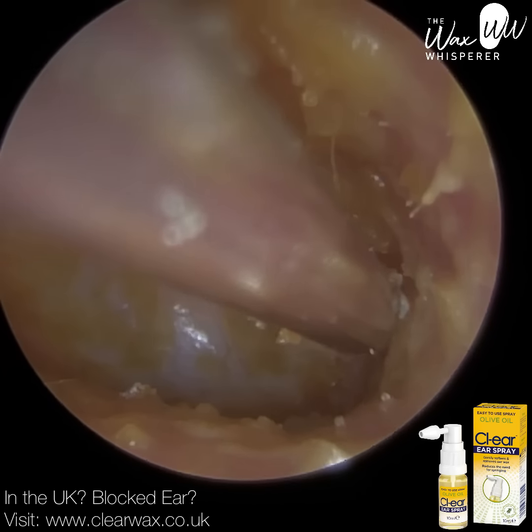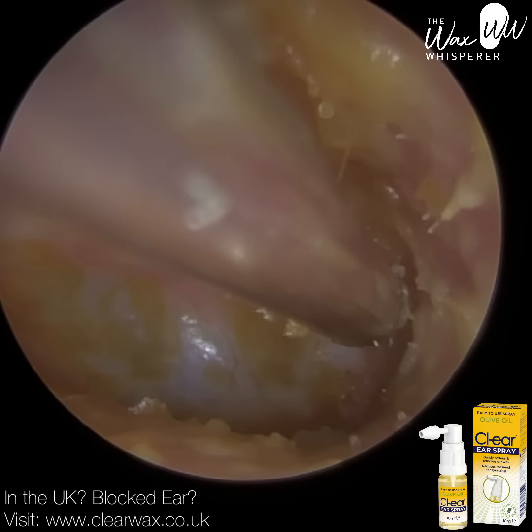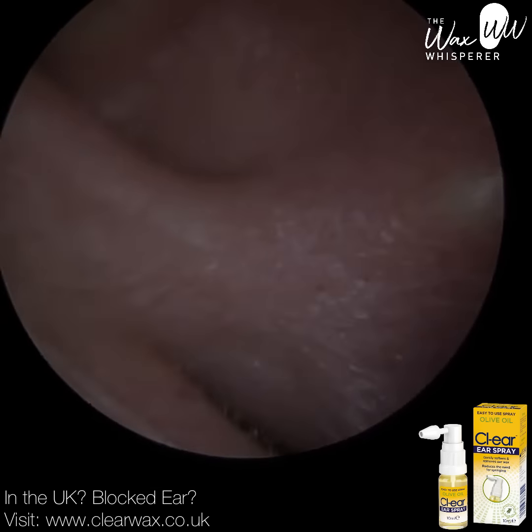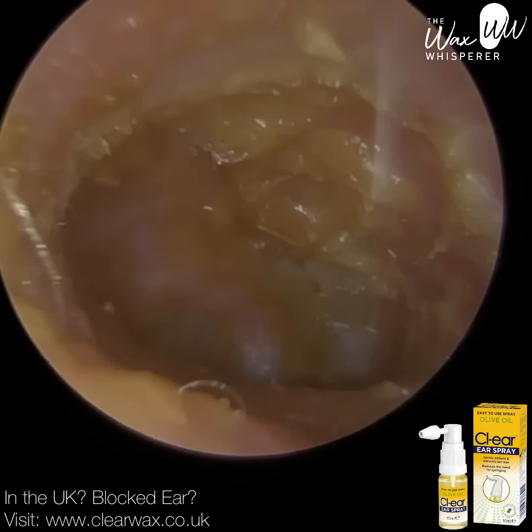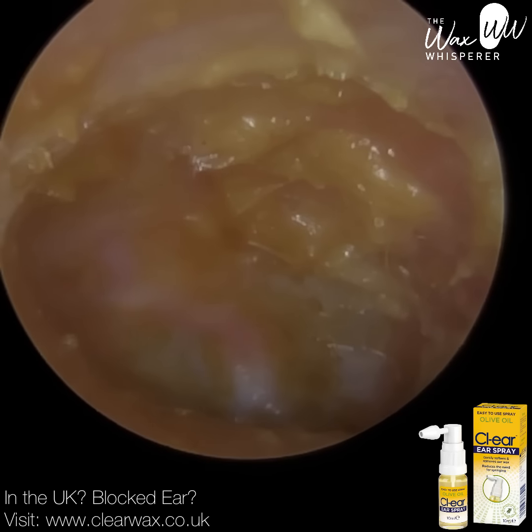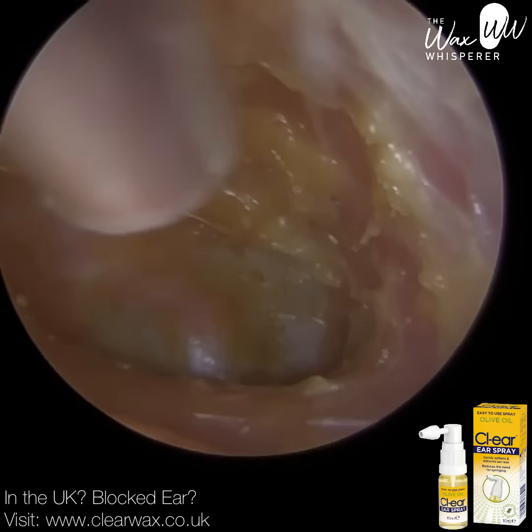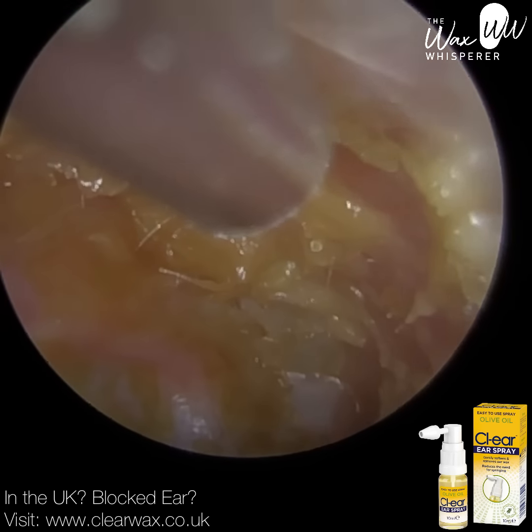So it's probably more 60% in favour of oils and lipids, and the remaining 40% of that wax is made up of dead skin. So yeah, just a bit of information if that interests you.